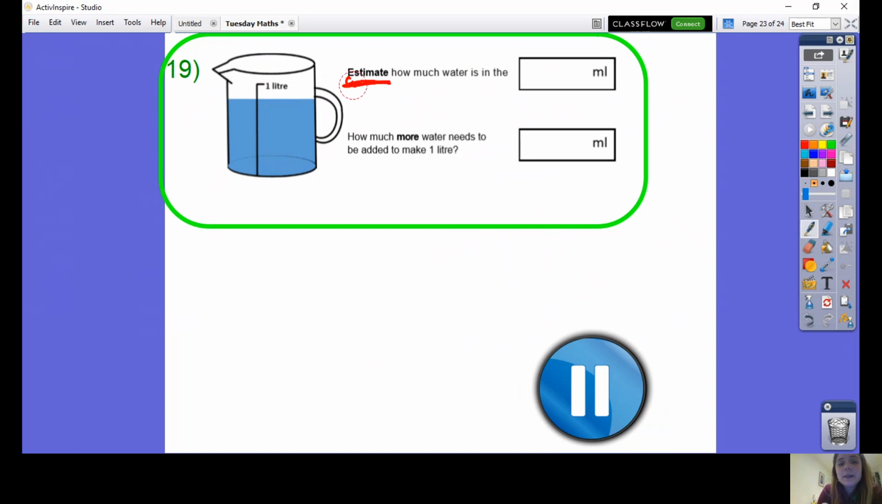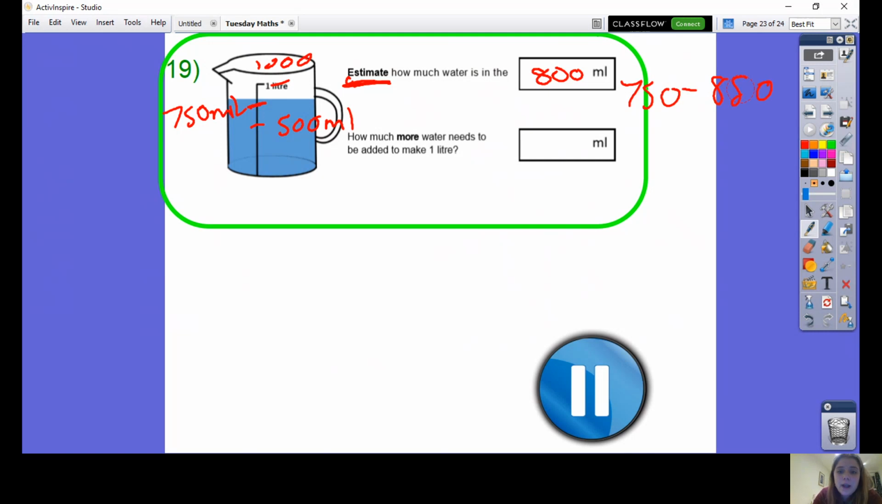Okay, it does say estimate, but when you're making an estimate, it needs to be an educated guess. So what I would always do with something like this is I'd start to break it up into increments. That's 1,000 millilitres. So if I split it in half there, that would be 500 millilitres. If I split that in half again, about there, it would be 750 millilitres. That means my estimate is going to be 800 millilitres. It's a little bit more than 750, but it's not 900 and it's definitely not 1,000. I will accept for this estimate anything between 750 and 850.